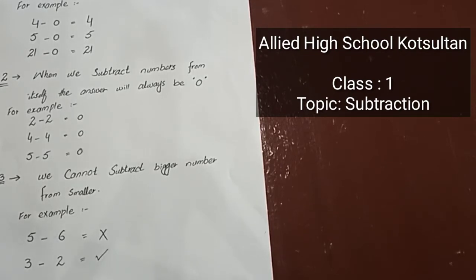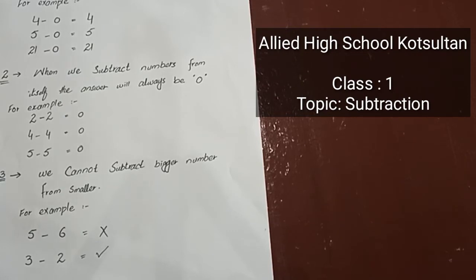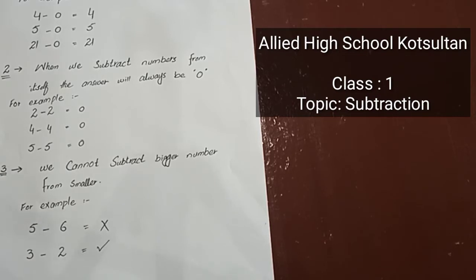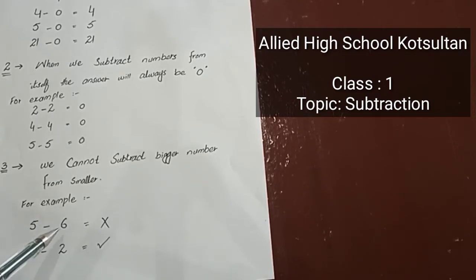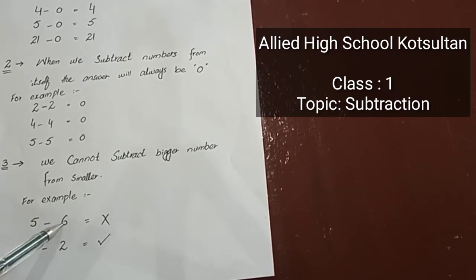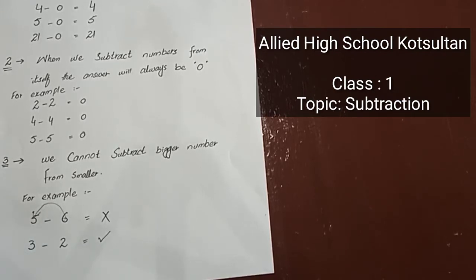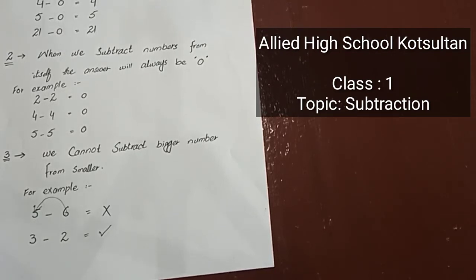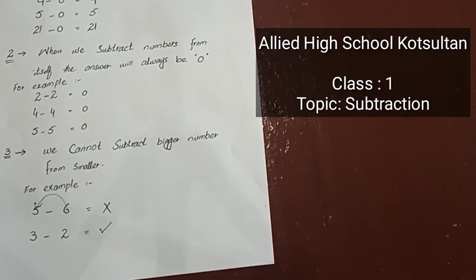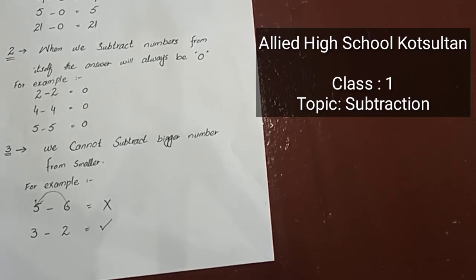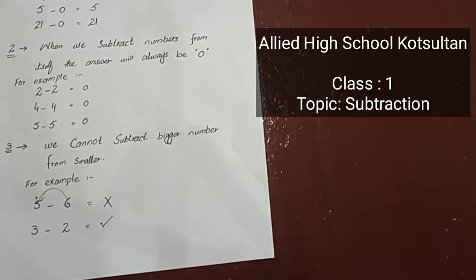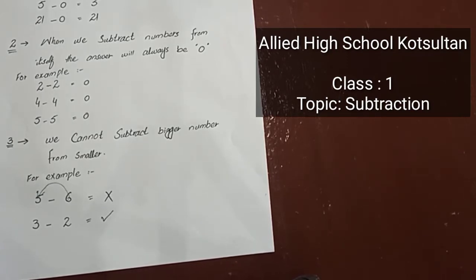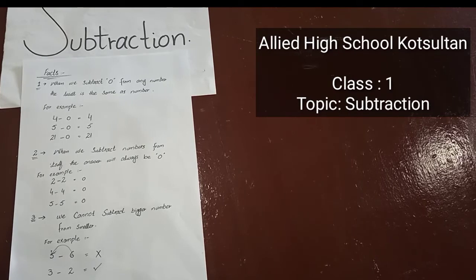Okay, let's move towards the fact number 3. We cannot subtract a bigger number from a smaller one. Let's take an example, 5 minus 6. Can we subtract the bigger number from the smaller number? No, we cannot subtract. But to solve this, we do the borrowing. We borrow the numbers from the near number. That is another thing which will come later in your classes, but today we are not doing the borrowing sums. We are understanding the simple subtraction sums. Let's move towards a few sums.